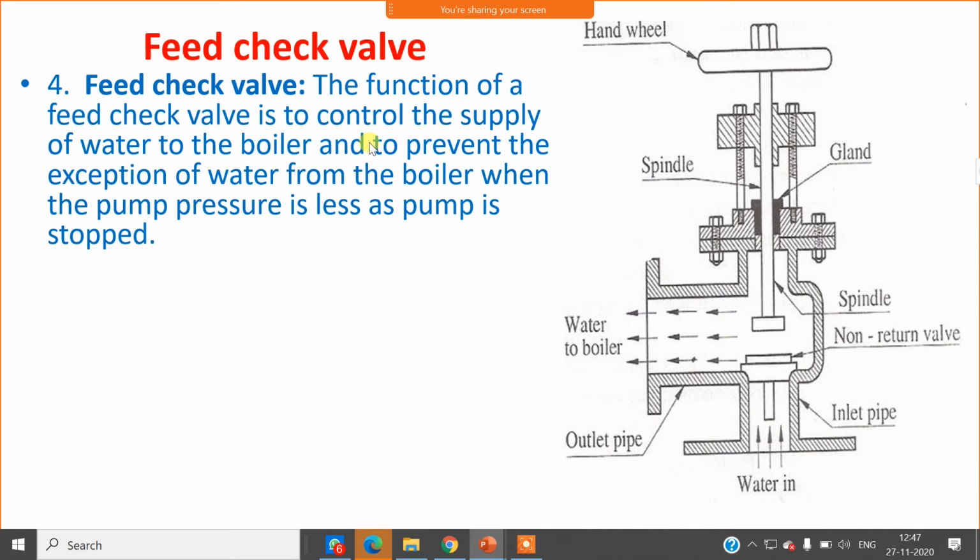The function of the feed check valve is to supply water from the hot well to the boiler and to prevent the back movement of water from the boiler to the hot well. Okay, when the pressure in the boiler is greater than the pump pressure, in that case this valve remains closed.